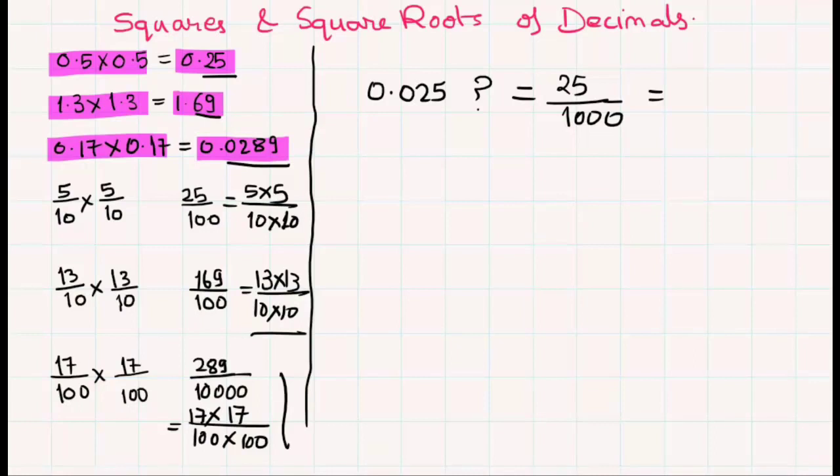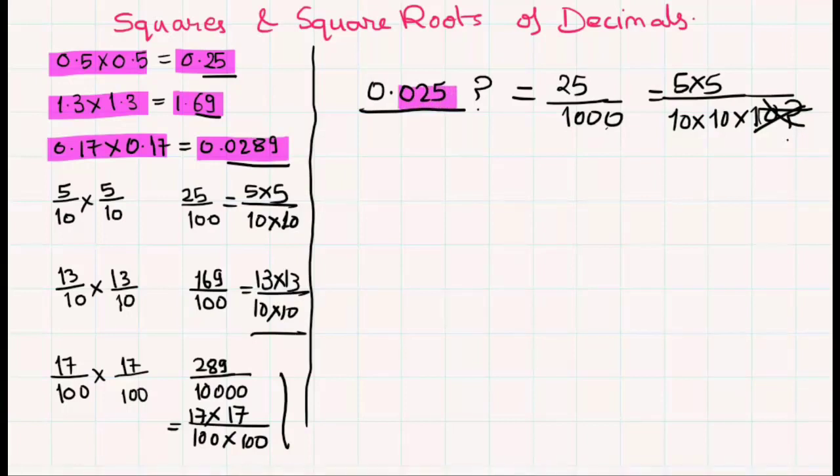Now here, the numerator is a perfect square. That's okay. But the denominator, is it a perfect square? No, there should not be this 10 here, but there is. So we can say that this is not a perfect square. Now count the number of digits after the decimal point. It's 3.